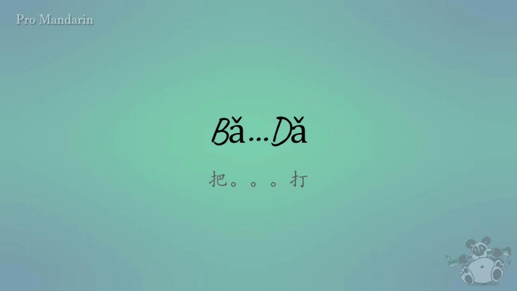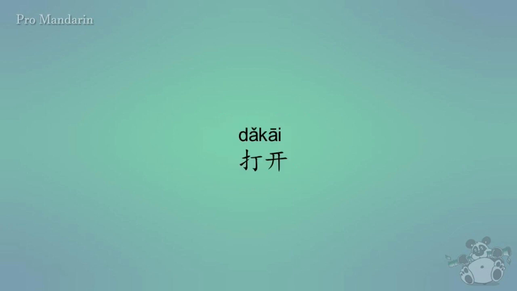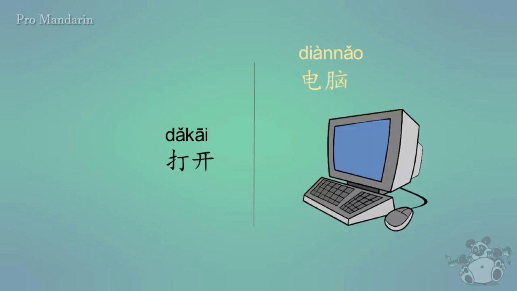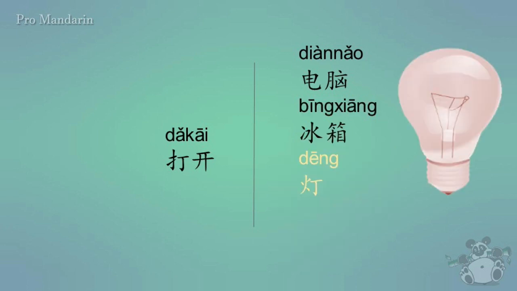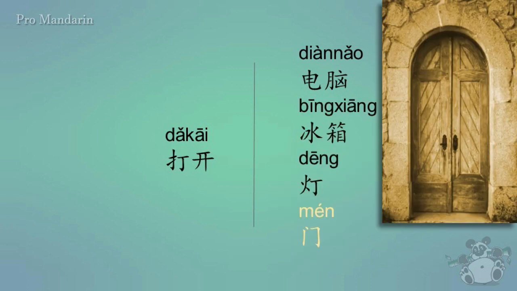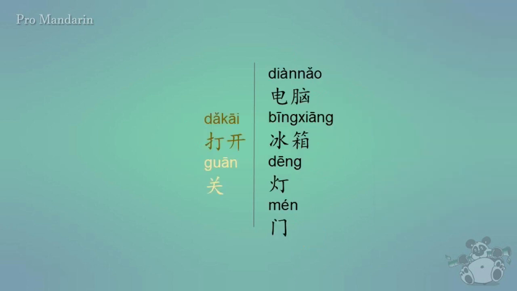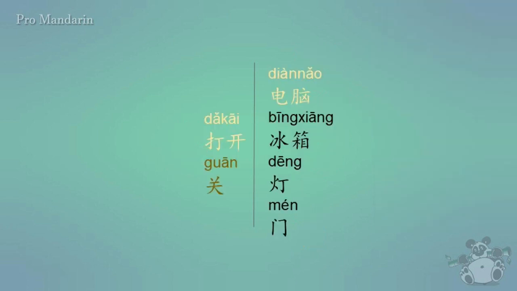So the way that we would say to open or to turn on something is 打开, or sometimes just simply 开. Now for some of these items that you can use either one for, it would be 电脑, which is computer, 冰箱, which is refrigerator, 灯, which is light, and 门, which is door. And then the way to say shut these things is 关. So the way we would do this is we'd say 打开电脑 or 开电脑, which is to turn on the computer, or 关电脑, which is to turn off the computer, and so on.